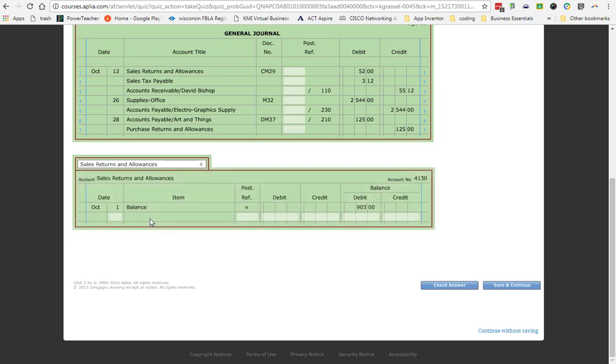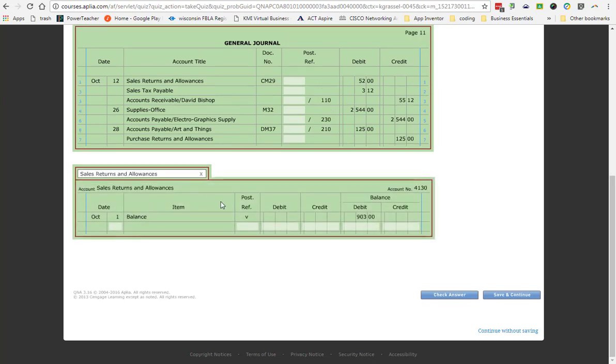So I'm going to go to sales returns and allowances. Sales returns and allowances is a contra account to our sales account. Sales has a credit normal balance, so sales returns and allowance should have a debit normal balance. We keep track of what is returned to us. But the date of the 12th, my post reference is going to be G11, and I'm going to go ahead and debit that $52. I previously had a debit balance of $93, so I'm going to add to that $52. And that tells me right now, as of October 12th, customers have returned to us $955 of product to us. That's important.